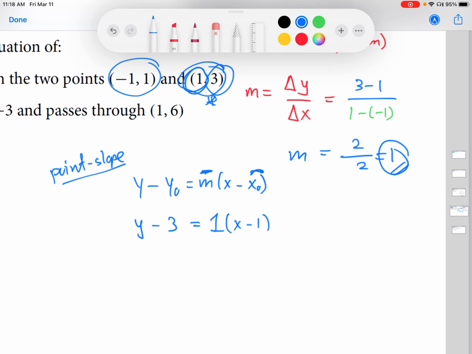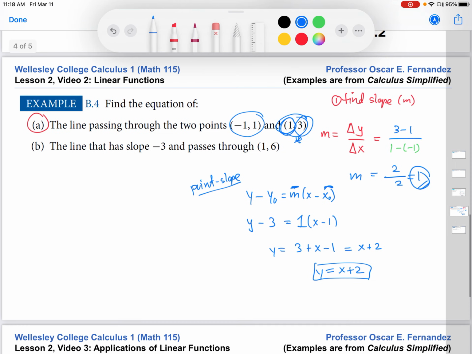I could simplify it a bit, and I'll just do that by adding 3 to both sides, and x minus 1, and then simplifying here, 3 minus 1, giving us 2. So y equals x plus 2 is the equation of this line. We weren't asked to graph it, so I won't do that. We'll do a little bit more of that throughout the course, and certainly in the next video. So that's part A, a quick little review of how to calculate the slope first, and then use that to find the equation of the line next.